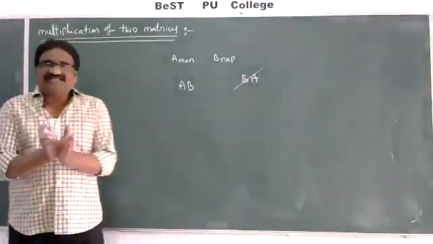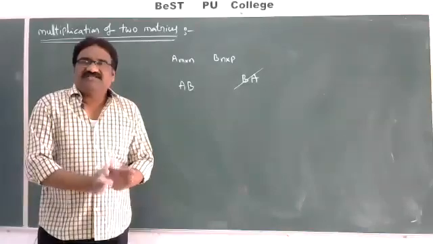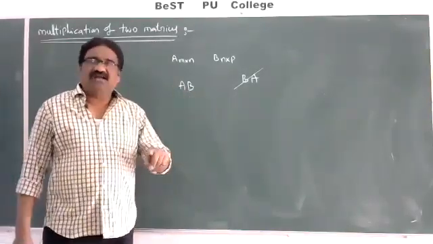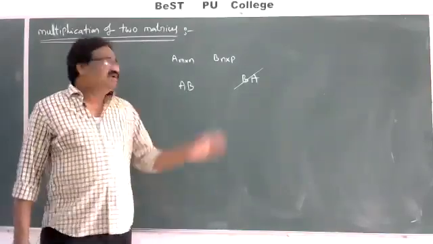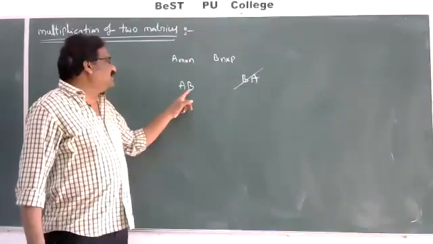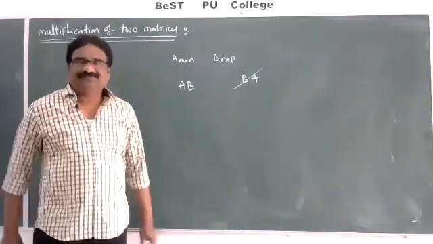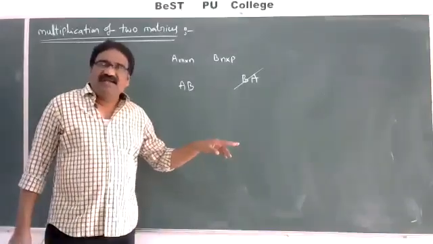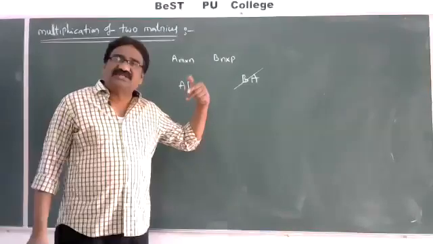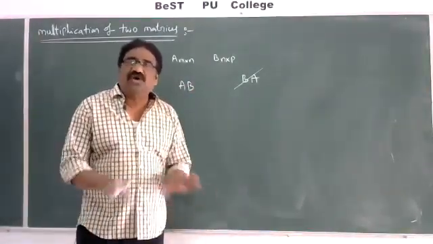We want the multiplication to exist between the two matrices. Order is important here, AB and BA, like that. So we require for AB that the number of columns of A is equal to the number of rows of B. Then AB exists. If we require BA, the number of columns of B must be equal to the number of rows of A. Then BA exists. Otherwise, it does not exist.